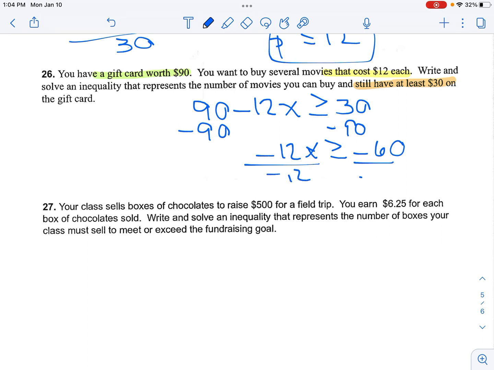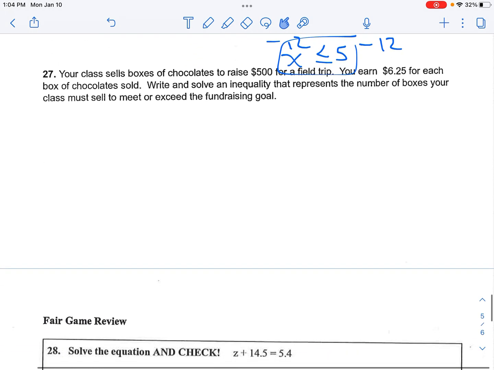Divide by negative 12. If you have to divide by a negative to solve an inequality, you must flip your sign. You can purchase 5 movies and still have $30 left over.